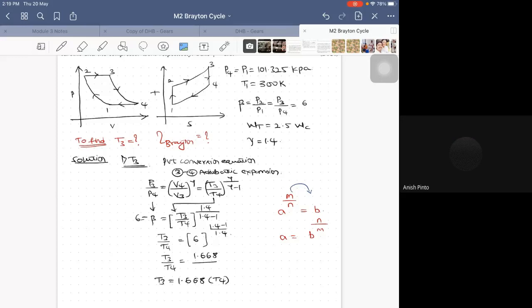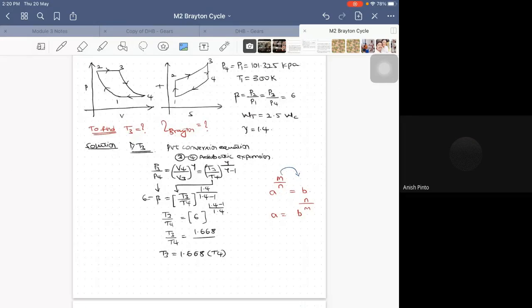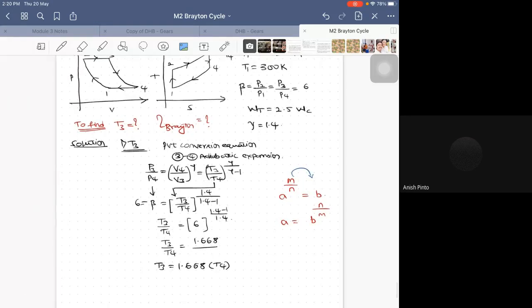Put T3 is equal to 1.668 into that Pvt equation, sir. Once again, Anish, put T3 is equal to 1.668 of T4 in the Pvt equation. In which equation am I supposed to substitute T3 as 1.668 T4? Beta is equal to T3 by T4.